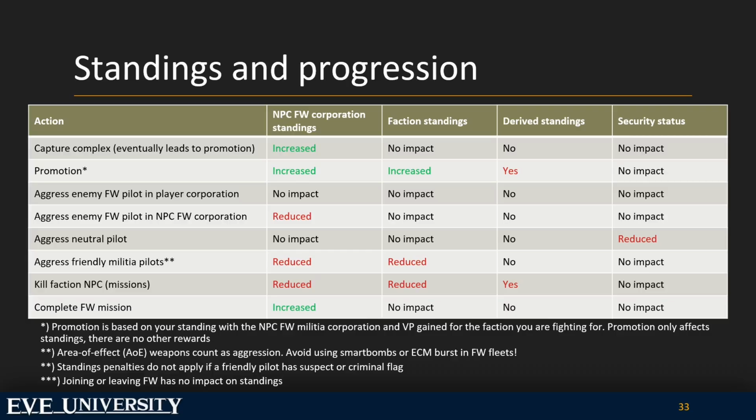Next set of actions is aggression. So when you aggress an enemy faction warfare pilot in a player corporation, there is no impact on anything. But when you aggress an enemy faction warfare pilot in an NPC faction warfare corporation, you will get a penalty against these corporation standings. Not a huge deal, unless you want to run missions for this NPC corporation at some point. But if you do, this can become a problem very quickly.